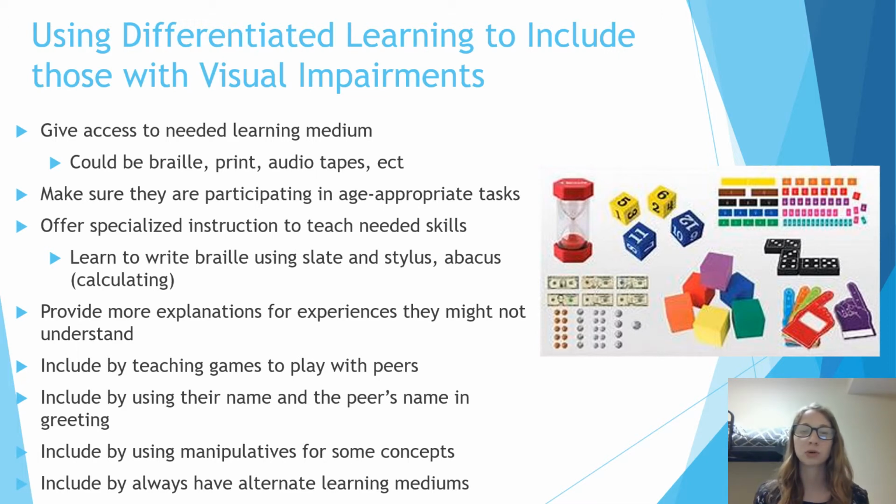And it's also important to make sure they're participating in age-appropriate tasks, and you can teach them how to use Braille if they don't know how to, so they can still feel included, and provide more explanations for them. Use teaching games that they can play with peers. Make sure that peers always say their name and who they're talking to, to help them understand what's going on. You can use manipulatives so they can feel what's going on, and just make sure you always have alternative learning.